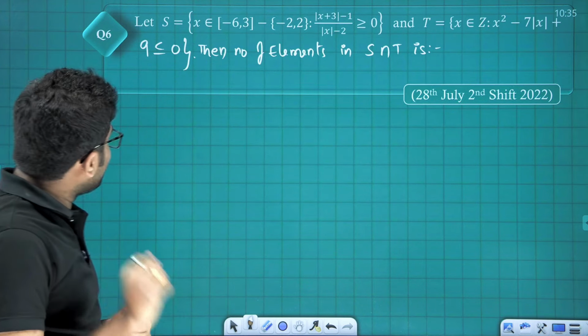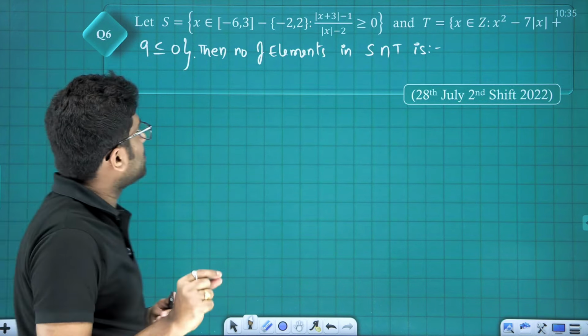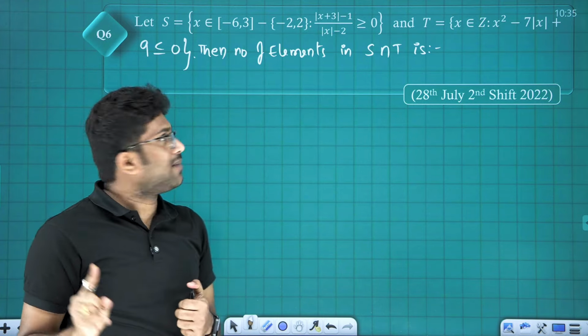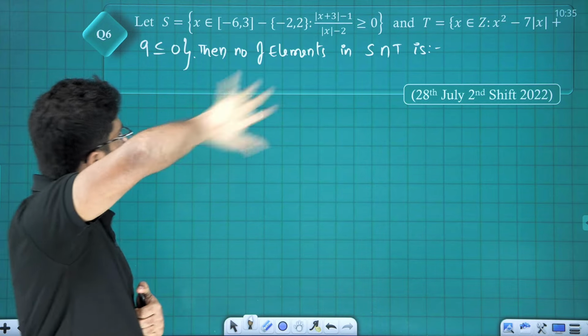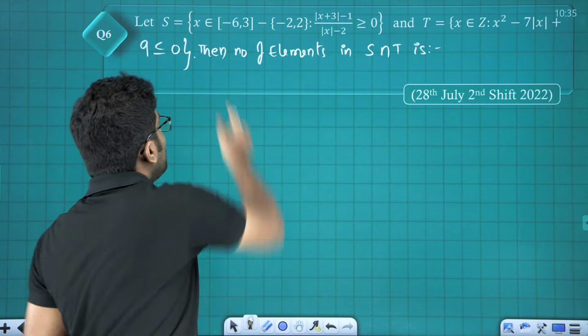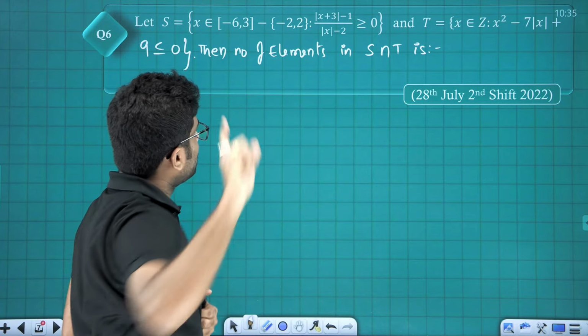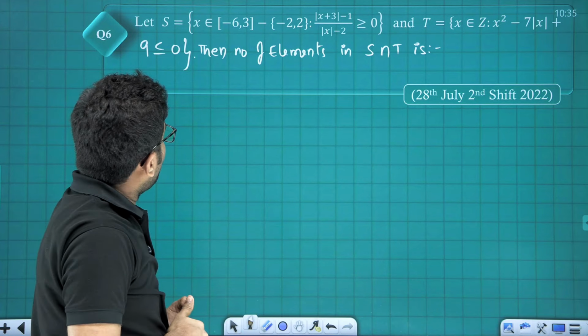They have given a set S equals the set of x belonging to the closed interval minus 6 to 3, minus the set of minus 2 comma 2. Okay, we have to exclude minus 2 and plus 2 from the closed interval minus 6 to 3. Done. Now what do we need?